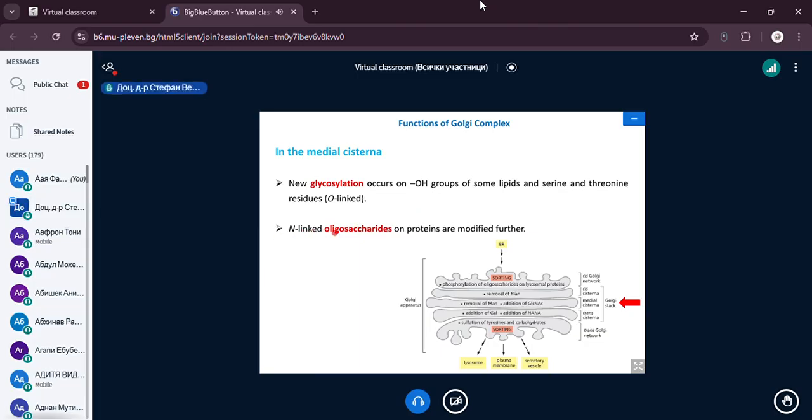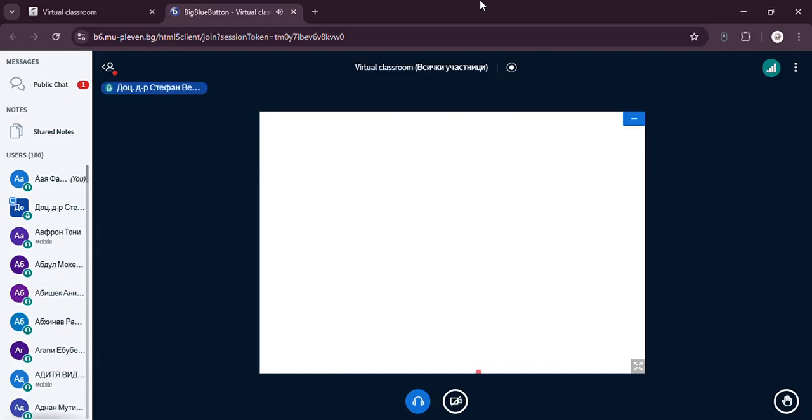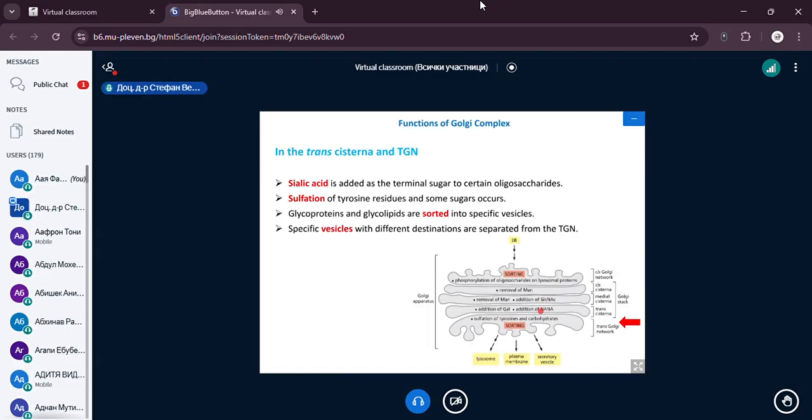And of course, these asparagine-linked oligosaccharides continue to be modified further. And then the newly synthesized proteins and lipids reach the trans-Golgi network cisterns and the trans-cisterna of the Golgi dictyosome and the trans-Golgi network of the dictyosome. Here in these two compartments, something very special happens.